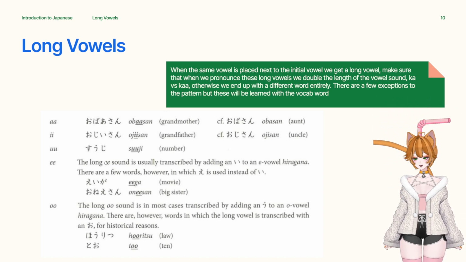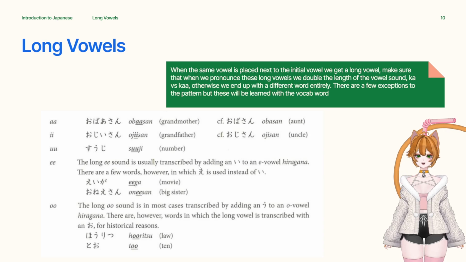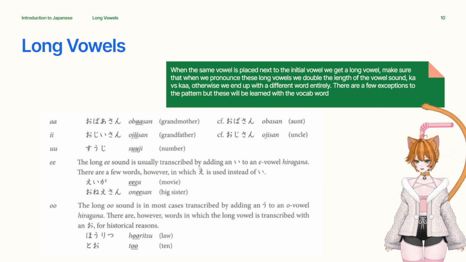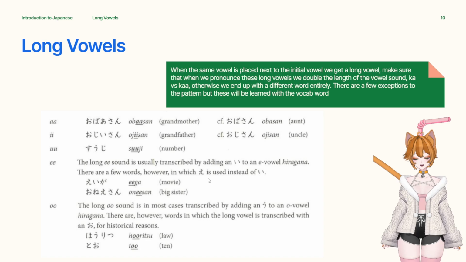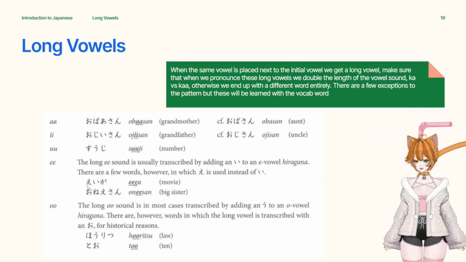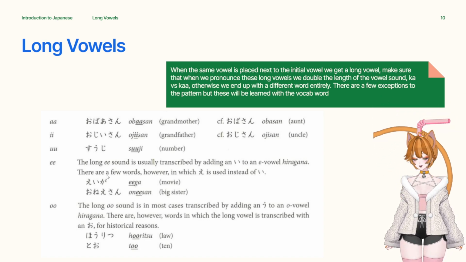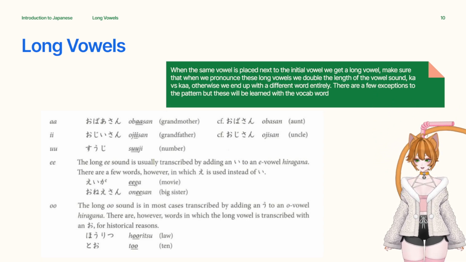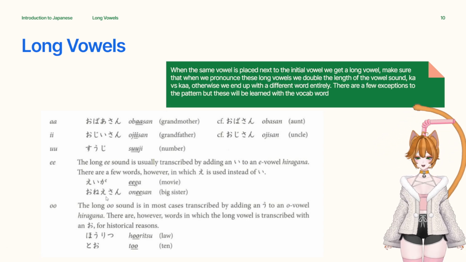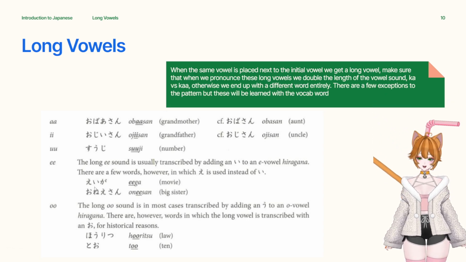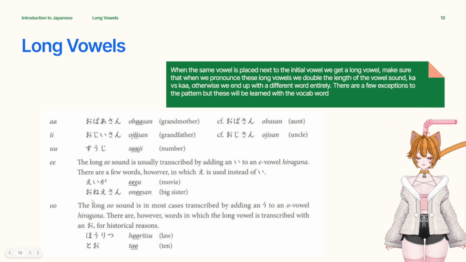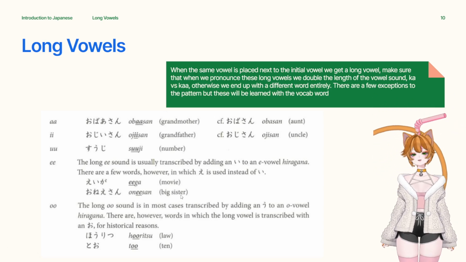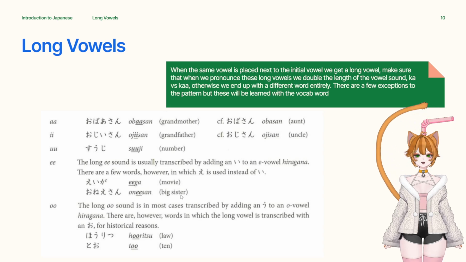One of our exceptions here: e is usually transcribed by adding an i vowel instead of an e vowel. There are a few words where e is used instead of i. But for example, you see how it says eiga. I don't pronounce it ei-ga, I pronounce it eega, because that i serves as an elongation of that initial e sound. But we see here, oneesan is followed by an e instead of an i. It will just be dependent on the vocab that we go through, and I will make sure that the vocab sheets have time to look through them.